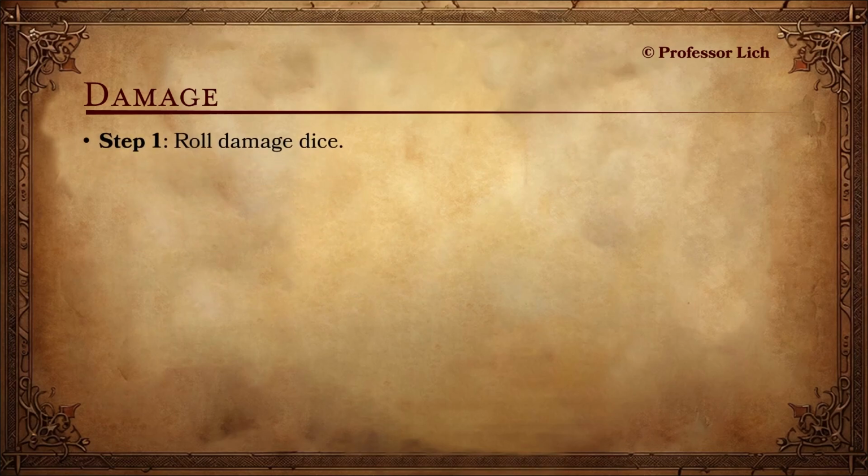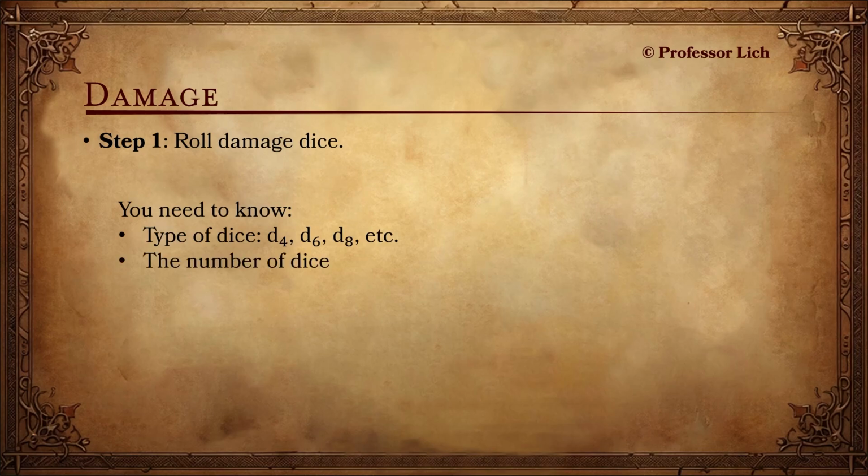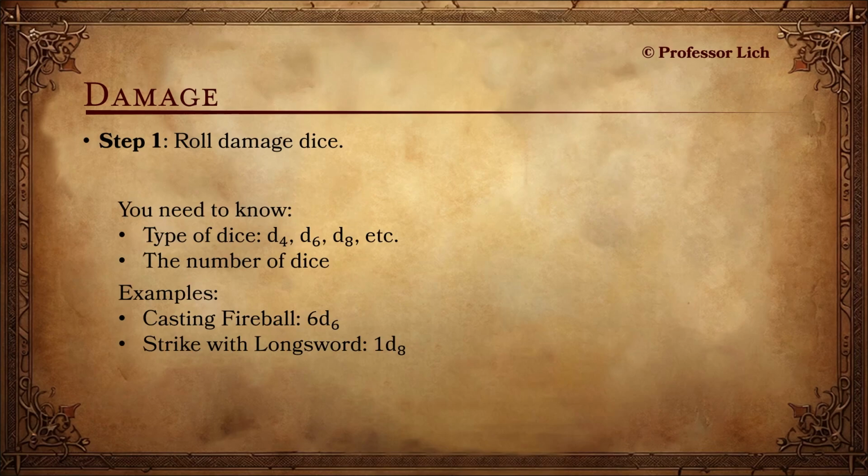Roll damage dice. So to do this, you essentially need to know two things. Firstly, you need to know the type of dice to use, and then you need to know how many of the dice you need. For example, casting Fireball would require 6d6, whereas striking with a longsword is 1d8. When you see this notation, by the way, the first number always means the number of dice, whereas the second one refers to the type of dice you are using. So d6 means six-sided die. So to roll for damage correctly, you need to know the kind of die your weapon or your spell requires.